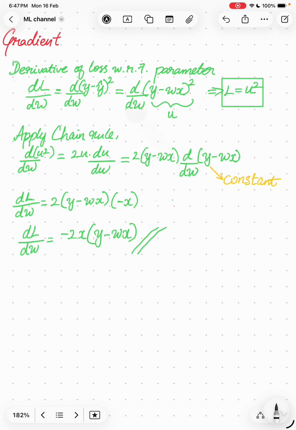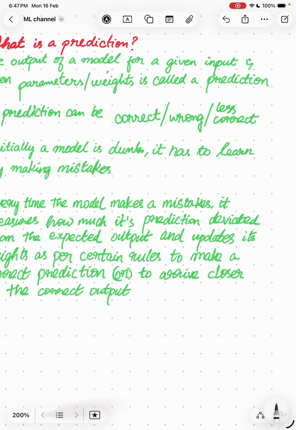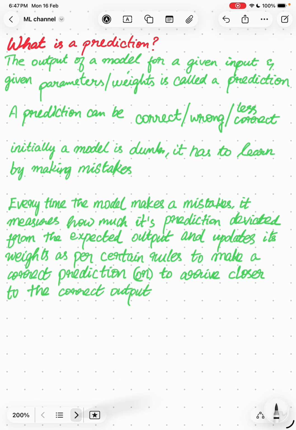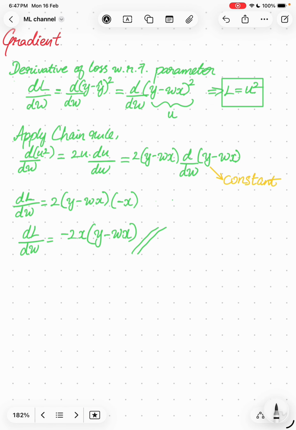and I'm substituting y dash with wx from the first slide. And this whole value y minus wx, I'm considering it as u. I'm substituting it with u. So basically L is equal to u square. In derivatives, there is this concept of chain rule. So d by dw of u square will be 2 into u into derivative of u with respect to the weight.